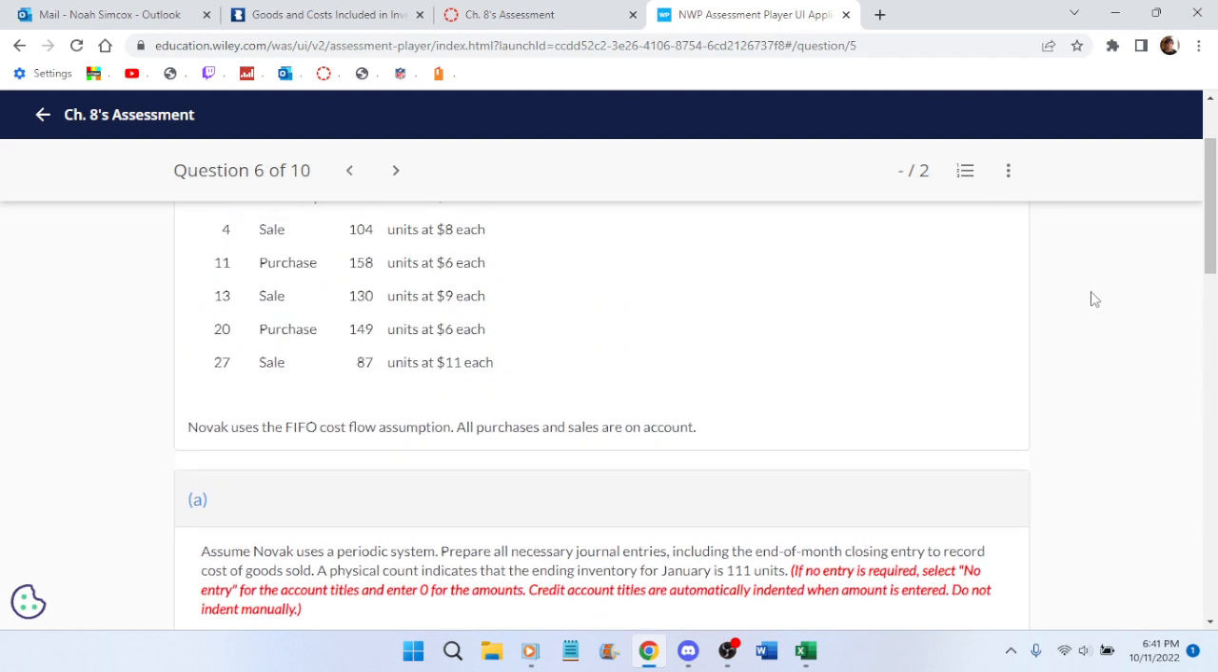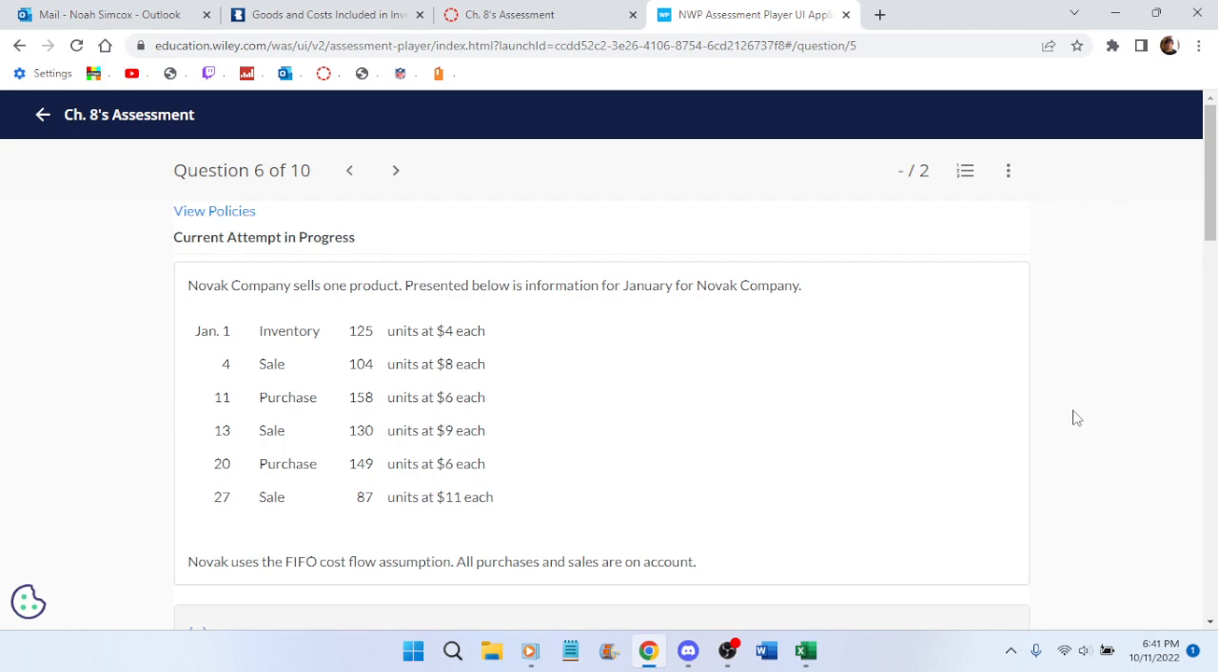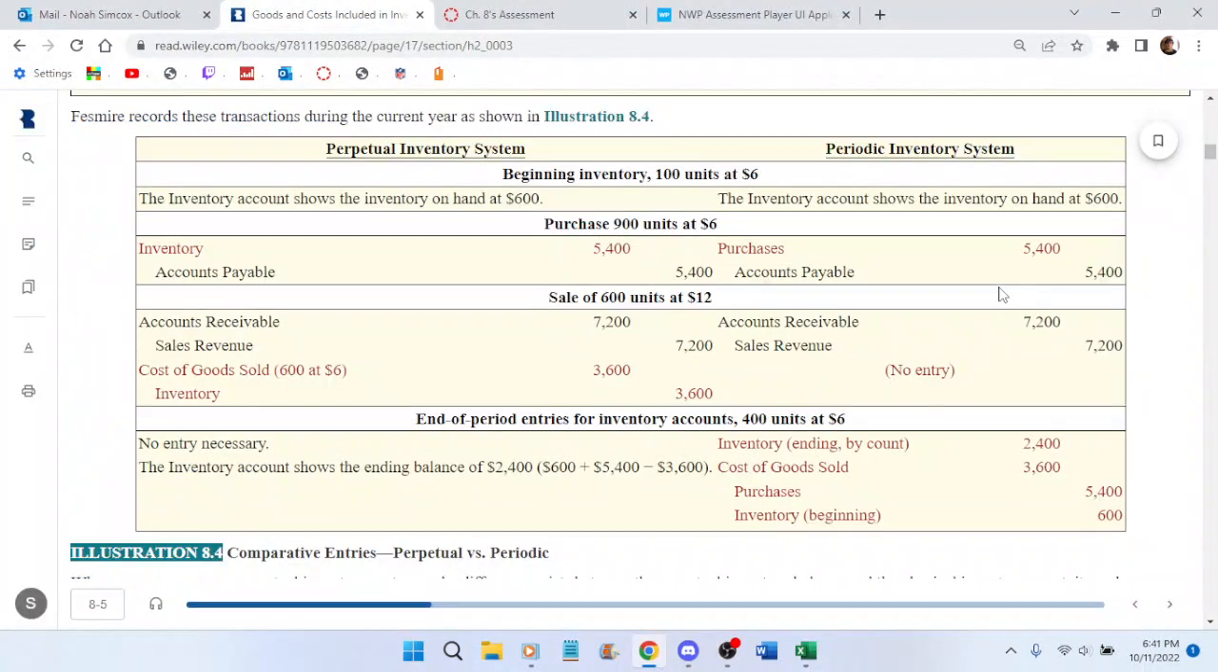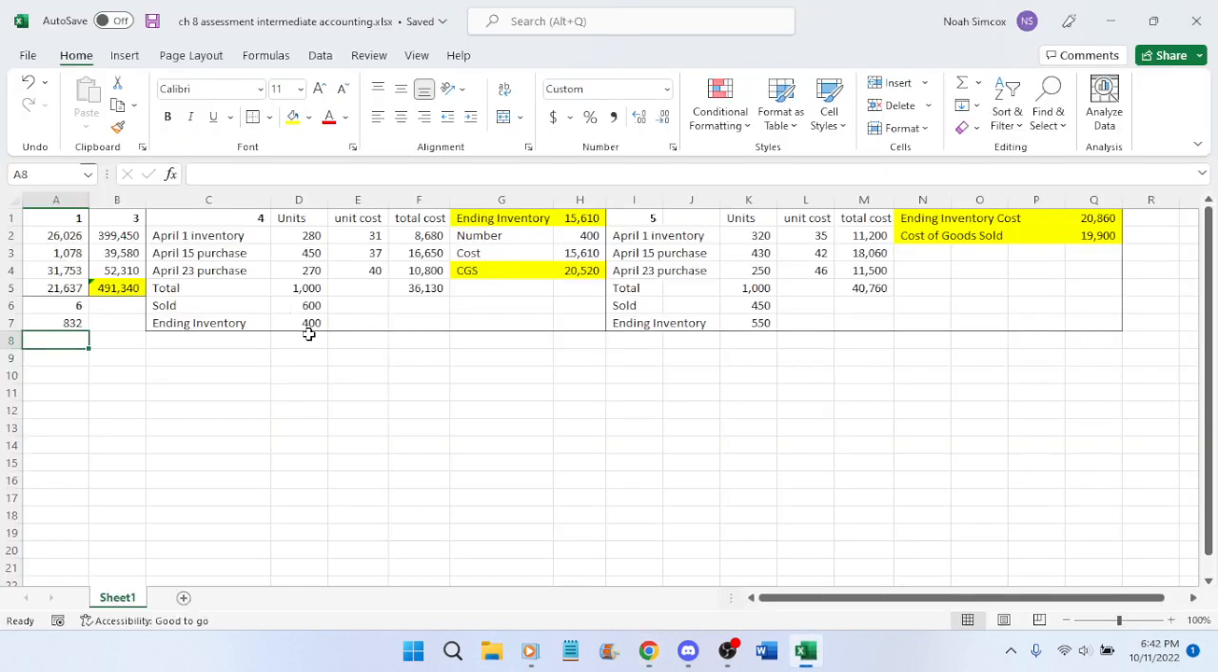This one was done on January 11th. And what is the amount? You do the cost at the time anyways. 158 times 6. So 948.